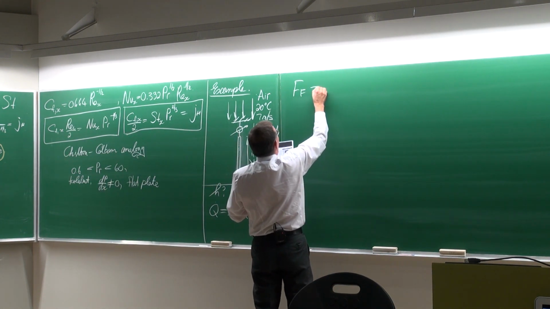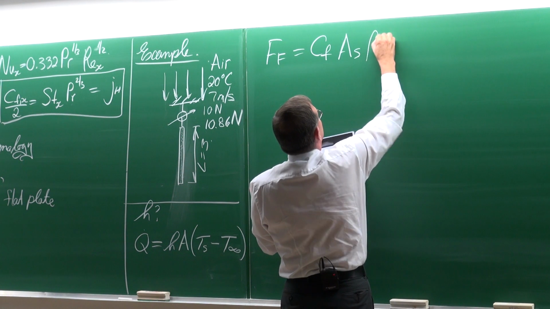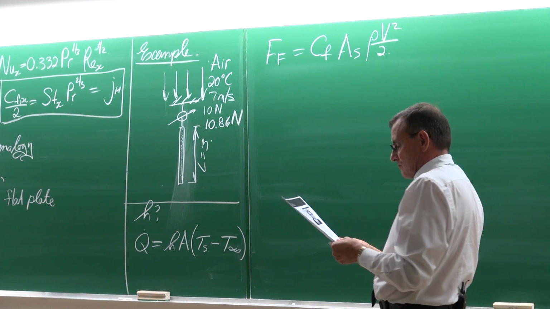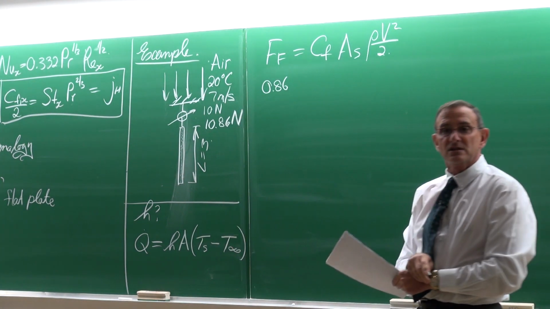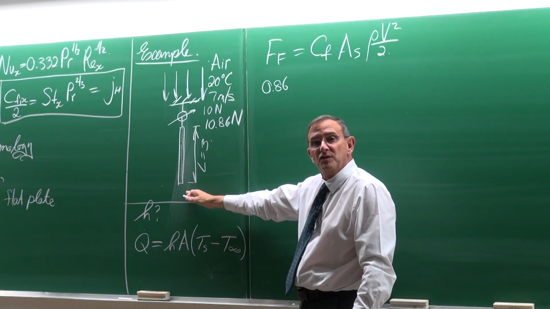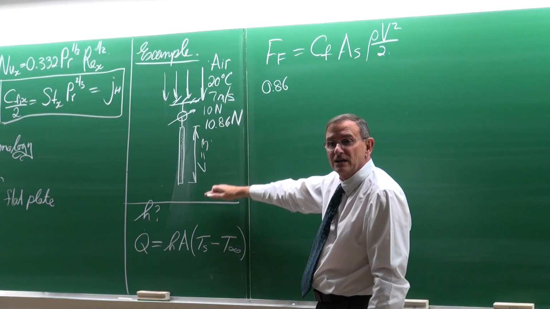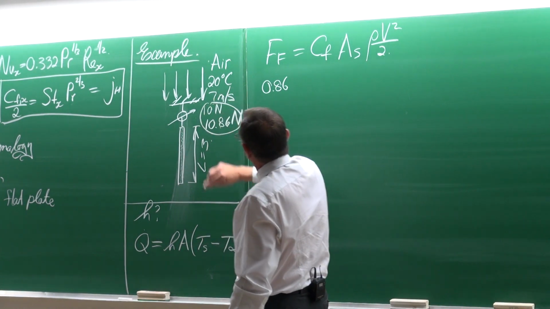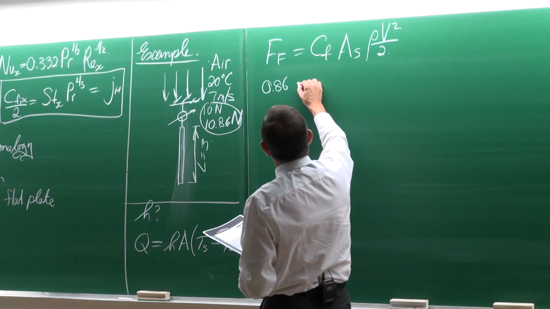You know that the drag force is equal to the skin friction coefficient multiplied by the surface area multiplied by rho v squared divided by 2. Okay, the drag force would be equal to 0.86 newtons, because before the time it showed 10 newtons because of the weight of the plate. When you put on the fan that gives you 7 meters per second of flow over it, it's going to give you 10.86, so that is before and after. So the drag force because of the flow is going to be 0.86 newtons.